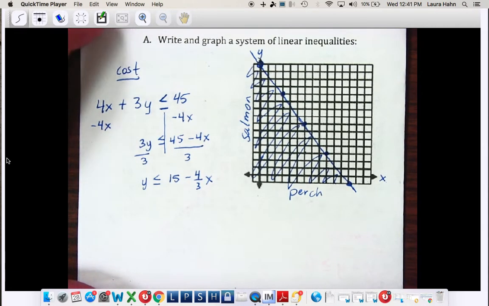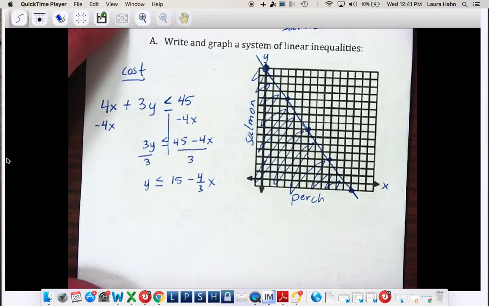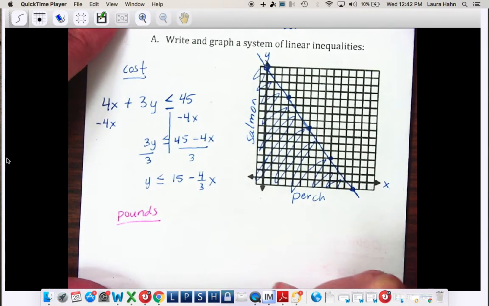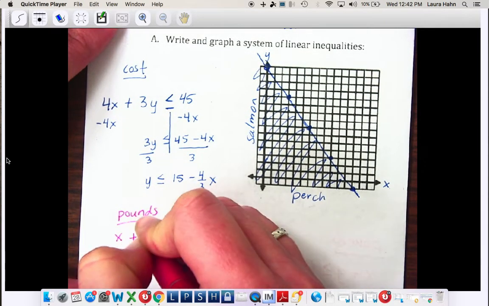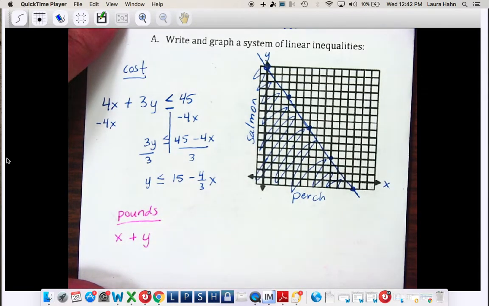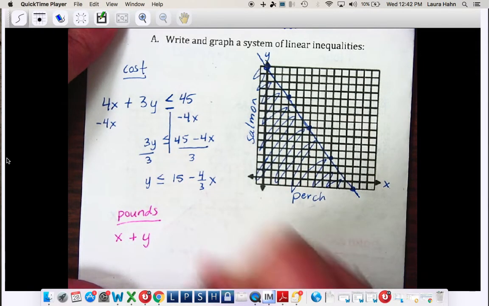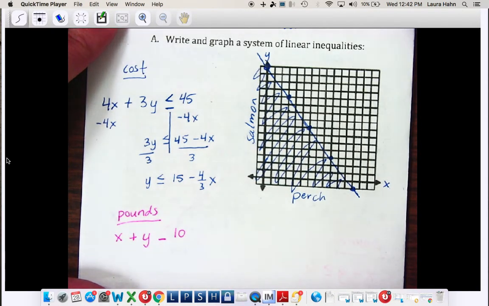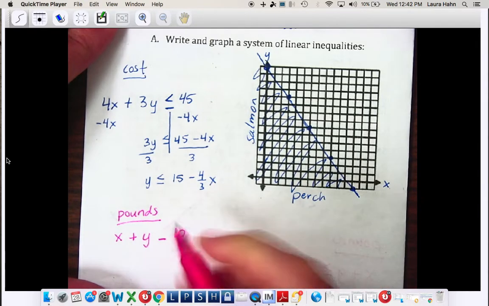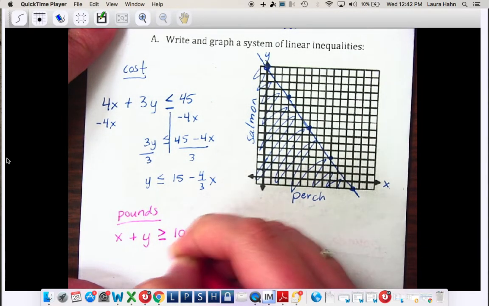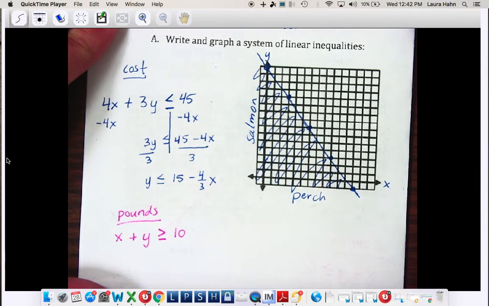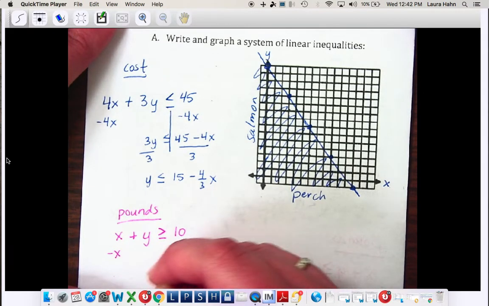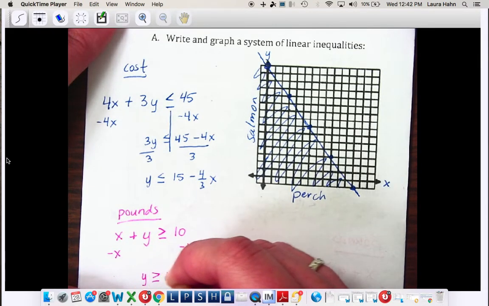Okay, my next inequality is going to be over the total amount of pounds that I'm going to buy. I know I'm buying perch, which is X, plus salmon, which is Y. And it tells me that I need at least 10. So I know it can be equal to 10. But at least means what I buy needs to be greater than or equal to 10. So I need more than or equal to 10. So get y by itself by taking away x from both sides. So I have y is greater than or equal to 10 minus x.